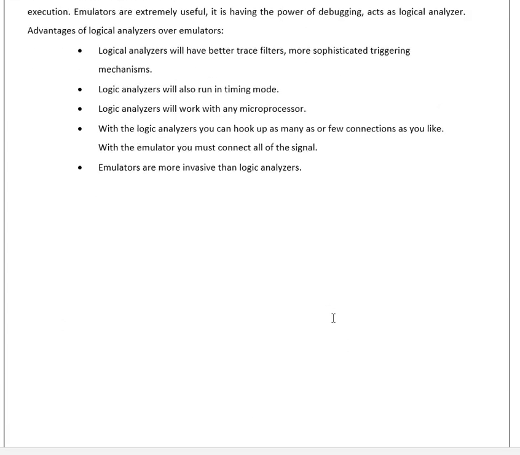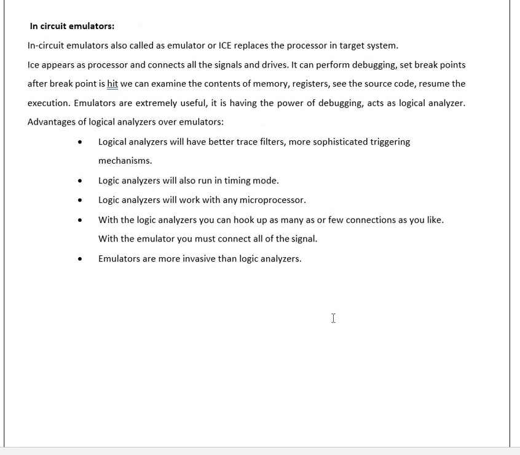Next comes the emulator. The in-circuit emulator is also called ICE, and the function of this ICE is that it replaces the processor in the target system. This ICE appears as a processor and it can be connected to all the signals and drives. It can perform debugging and set breakpoints. After a breakpoint is hit, we can also examine the contents of memory and registers, step through the source code, and resume the execution. Emulators are extremely useful. It has the power of debugging and acts as a logic analyzer.